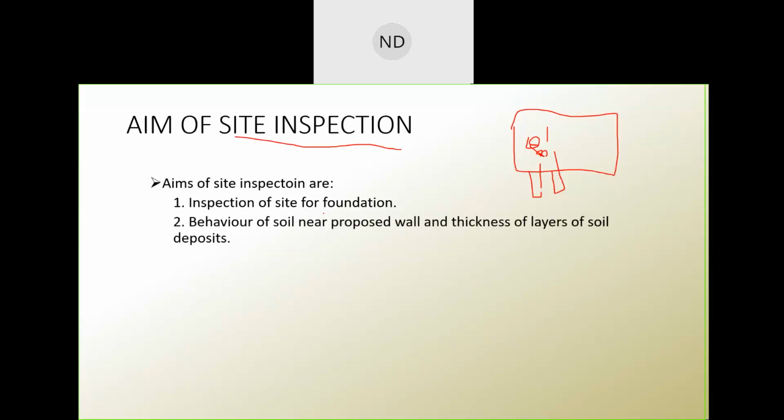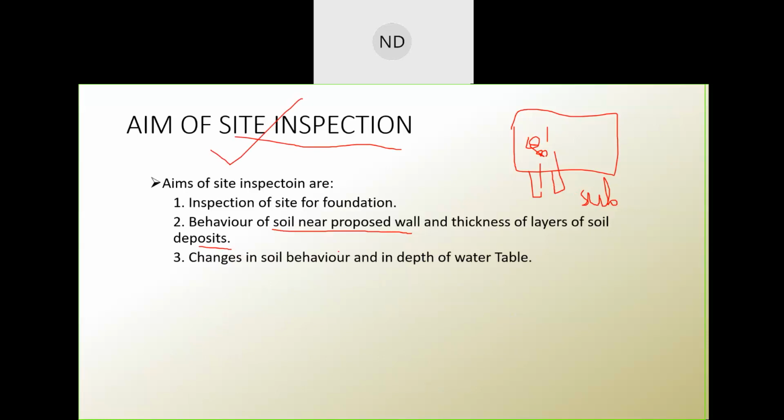Then we have the next aim of the site inspection, what? The behavior of soil. I already told you, behavior of soil near the proposed wall and thickness of layer of soil deposits. These things you have to check before you construct a building, because before you construct a building you will first do the substructure part, right? For making this substructure, before you do that, you have to do these inspections in your site. Okay, the behavior of soil, etc., you have to test.